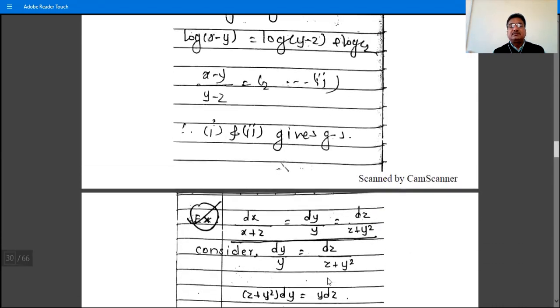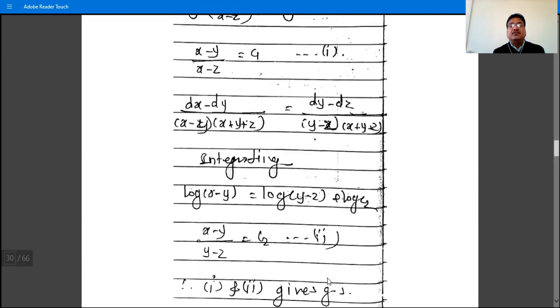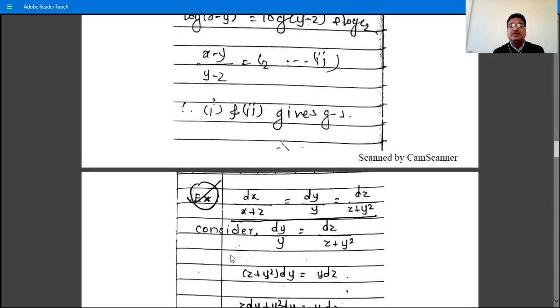So consider first and third, dx minus dy and dy minus dz. And then again cancel this x plus y plus z, and log of (x minus y) is equal to log of (y minus z) plus log c2. Again, this is the second solution, (x minus y) divided by (y minus z) equals c2. And so 1 and 2 give the general solution. So this example is now solved by using method number 2, sub method.